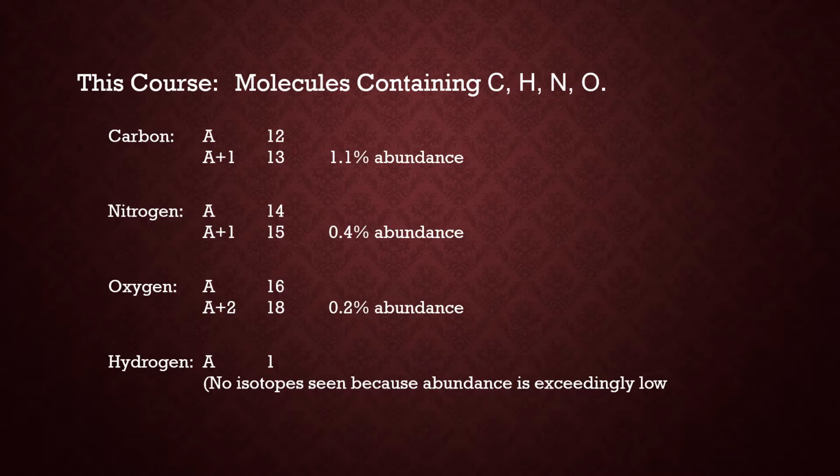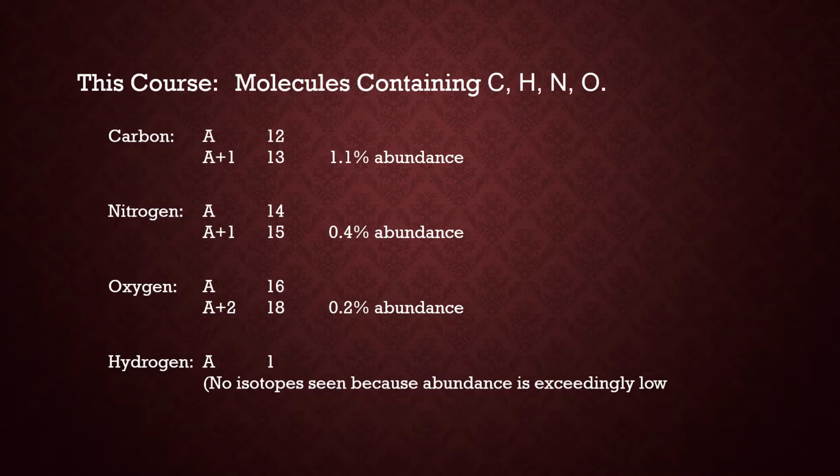So carbon, two isotopes of interest, carbon 12, carbon 13. Carbon 13 has a 1.1% abundance. Nitrogen has 2 isotopes of interest, nitrogen 14 and nitrogen 15. Nitrogen 15 is present in 0.4% abundance. Oxygen likewise has 2 isotopes of interest, 16 and 18. The oxygen 18 is present in an abundance of 0.2%. Hydrogen has only 1 isotope of interest.